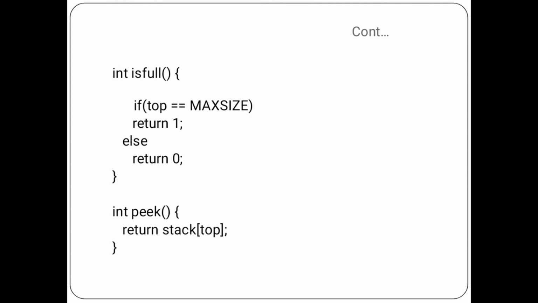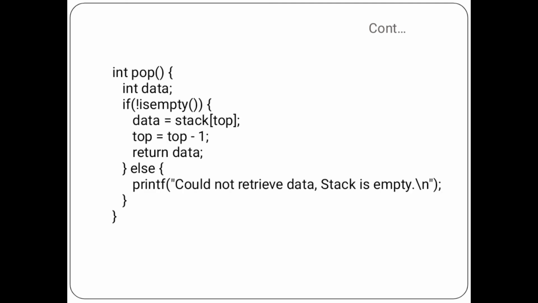Int peek is a function, return stack top. Here it will show the cursor at the particular element. It will show the cursor whether to push the element or to pop the element. That element, which must be at the top of the stack, will be shown by this peek function.